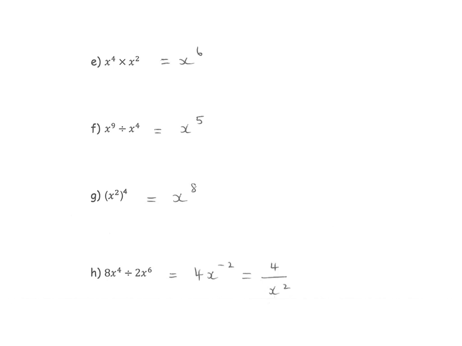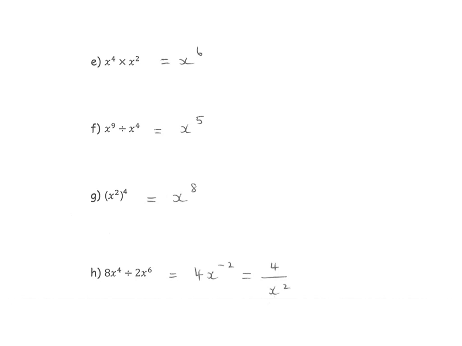Okay, part E. We have got letters as the base in this case. So again, the multiplication rule simply says we add the powers together and get a power of 6. Part F, x to the power of 9 divided by x to the power of 4. Again, division rule from the rules tells us we subtract the powers to get x to the power of 5. Part G is the power raised to a power rule, saying we're multiplying the powers together to give us x to the power of 8.